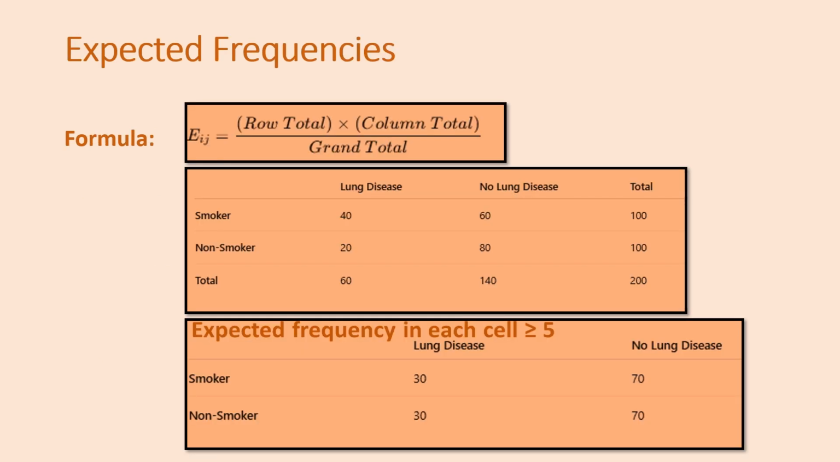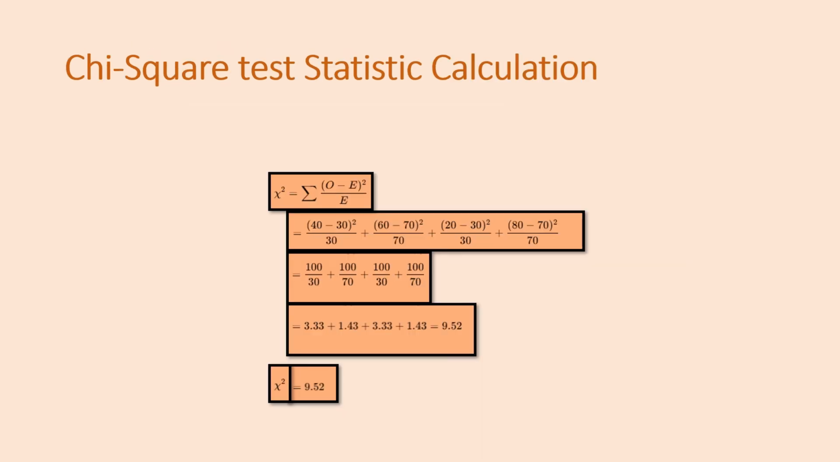The third assumption: expected count in each cell is greater than or equal to 5. The formula of expected frequencies is row total times column total divided by grand total. After calculation, expected frequency in each cell is greater than 5: 30, 70, 30, 70. Chi-square test statistic: chi-square is equal to sigma of observed minus expected value squared divided by expected value. After calculation, chi-square value is 9.52.